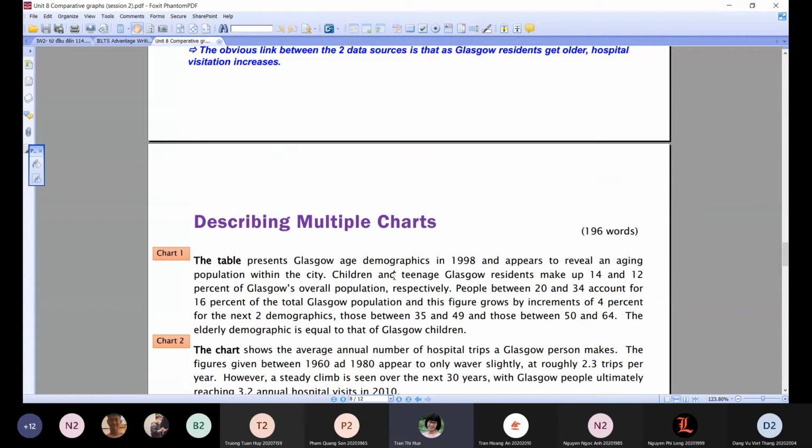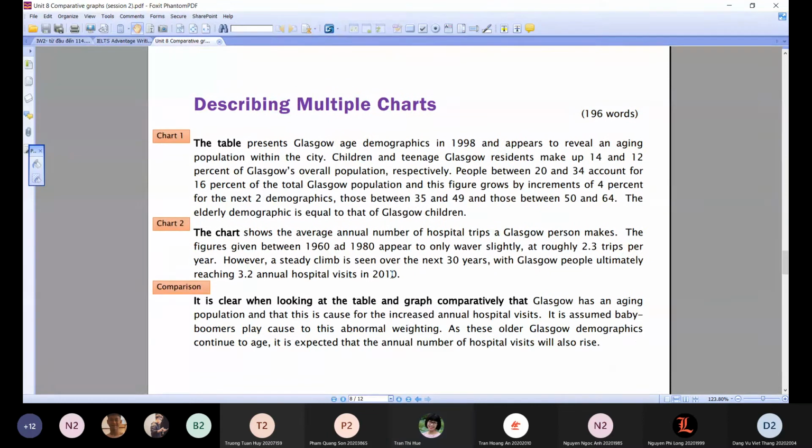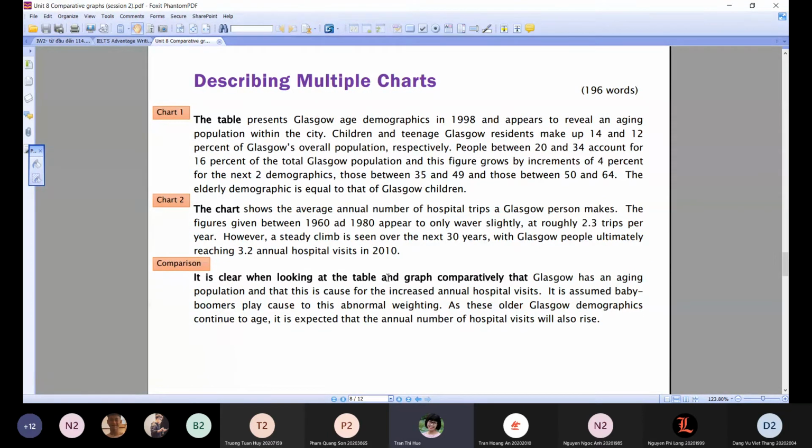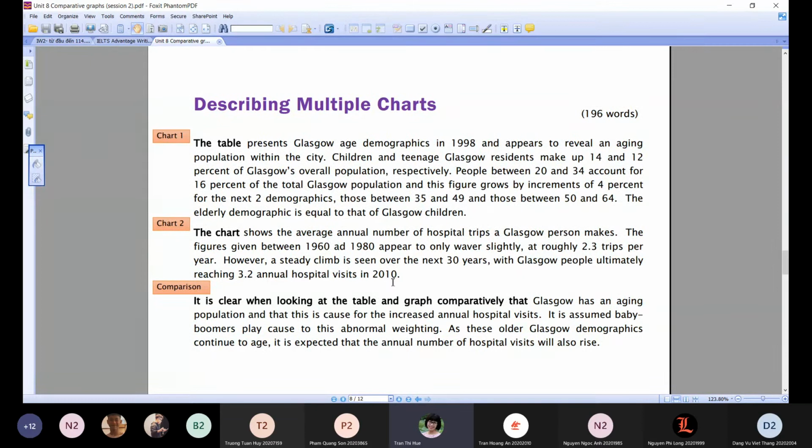And now I'll give you some time reading the sample writing, comparing these two graphs, charts. You don't have to take any pictures or photos because I will upload the slides to the files of the class. Just read and pay attention to the organization of ideas in this piece of writing.